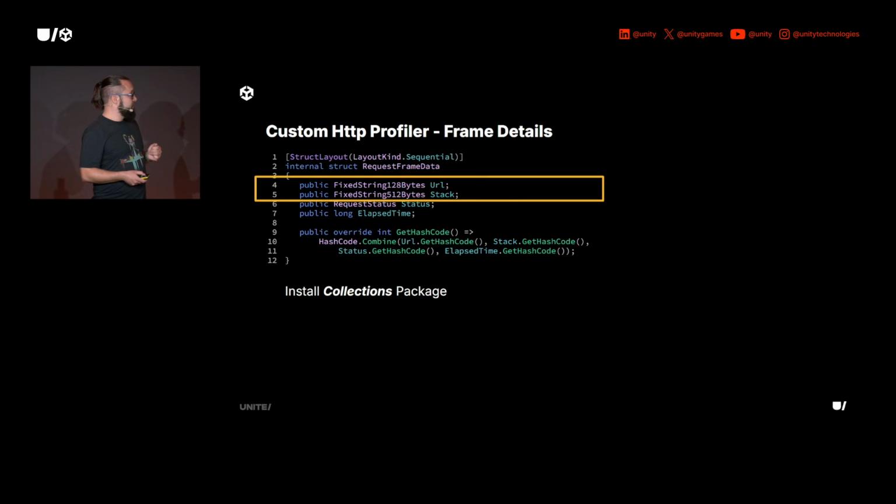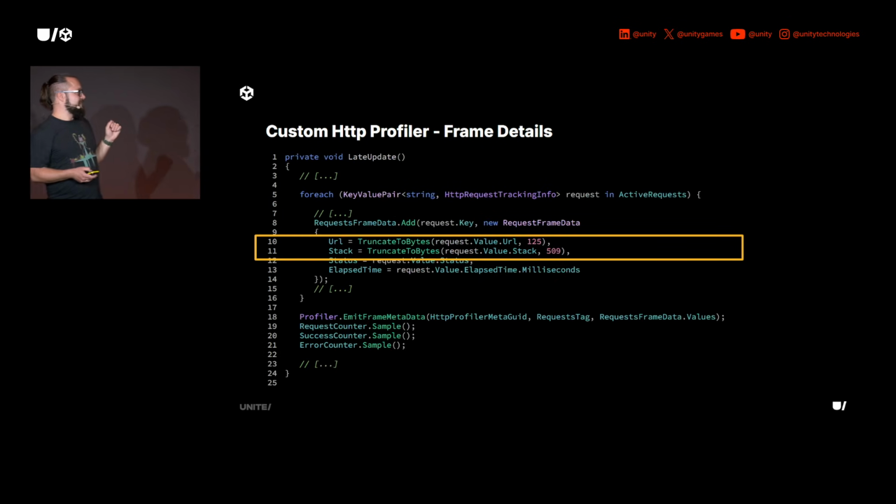But you have your Unity collections package. It comes with a fixed string with various types. In this situation, we chose 128 bytes for the URL and 512 bytes for the stack, which should be enough. If you need more or less, do what you want. The only thing that you have to keep in mind is that these are fixed arrays. So your URL or your stack could be bigger than what you actually are allowed to allocate. So we have to truncate those.